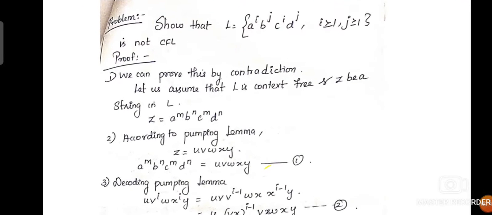First of all, there will be the language a power i, b power j, c power i, d power j. i should be greater than or equal to 1 and j should be greater than or equal to 1. This is our language. And the problem is we have to prove the given language is not CFL. CFL means context-free language.